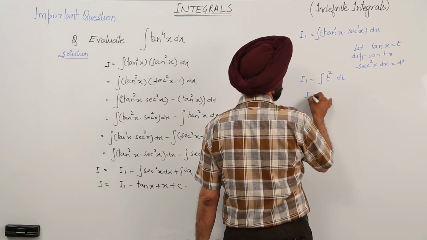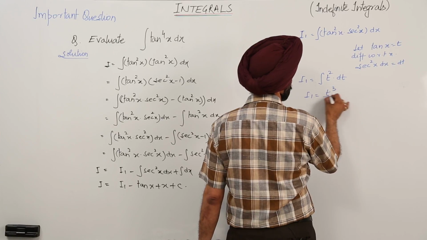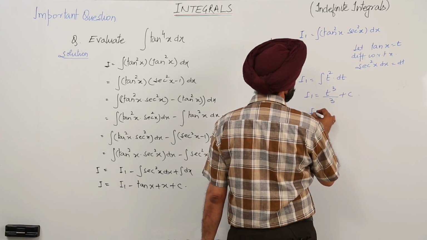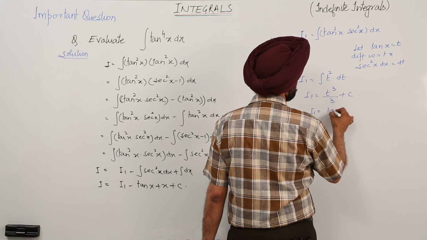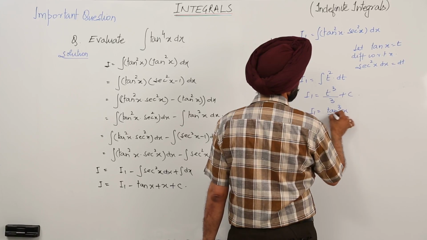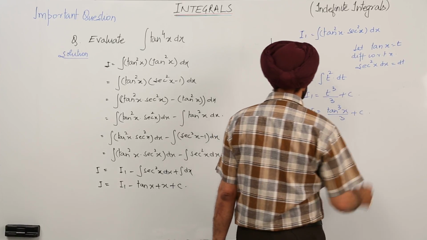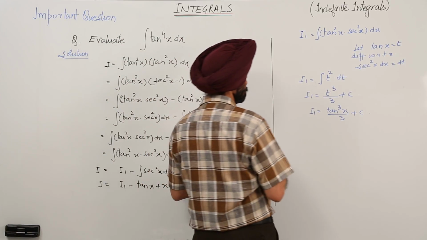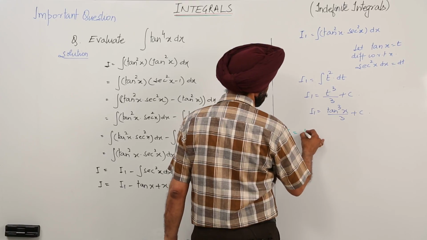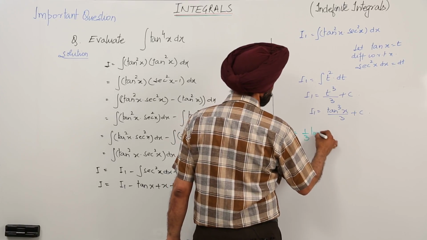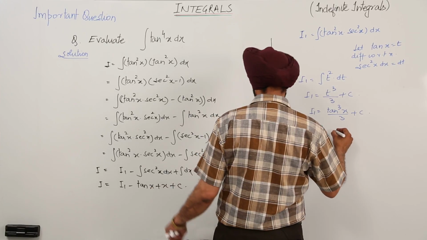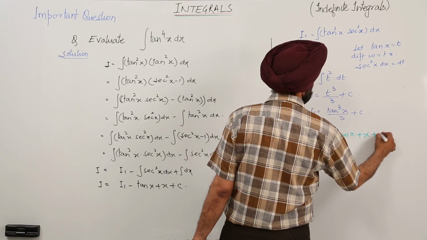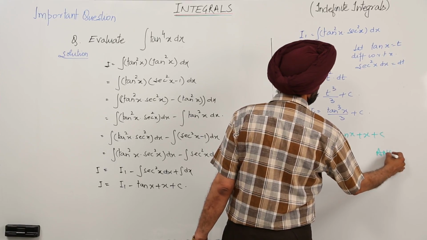Now I1 is equal to t cube upon 3 plus c. So I1 is equal to tan cube x upon 3 plus c. So now putting the value here, what we are getting finally, the answer is 1 upon 3 tan cube x minus tan x plus x plus c. This is the answer.